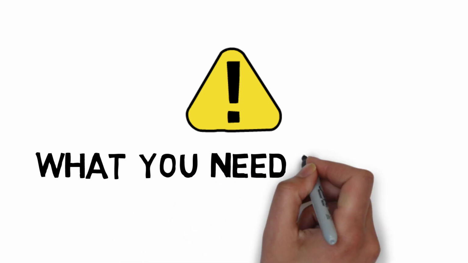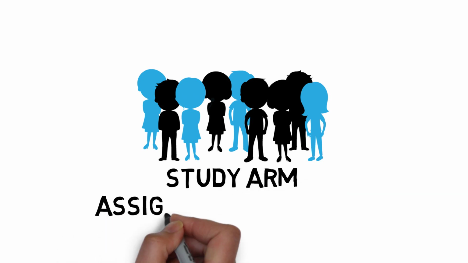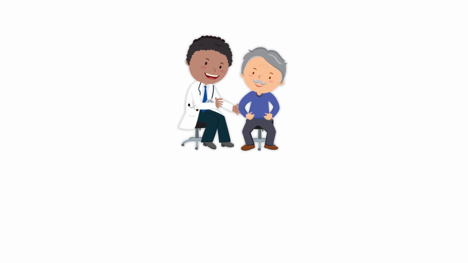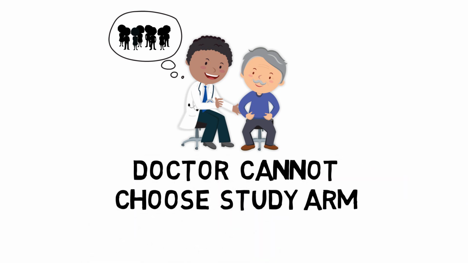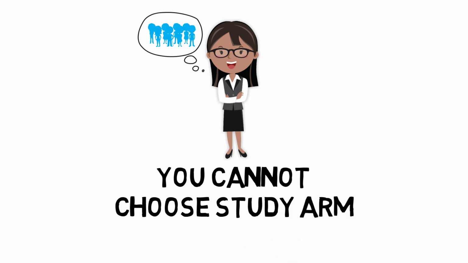If you are asked to participate in a research study with a randomized design, here's what you need to know. Your assignment to a particular study arm or group is done randomly, like a coin flip. The research team cannot choose which group you end up in. Similarly, your doctor cannot choose which study arm you end up in, even if she or he thinks that one group might be better for you than the other. Your assignment to a study arm is entirely by chance. You also cannot choose which group you are in, and you may not get the one that you want.